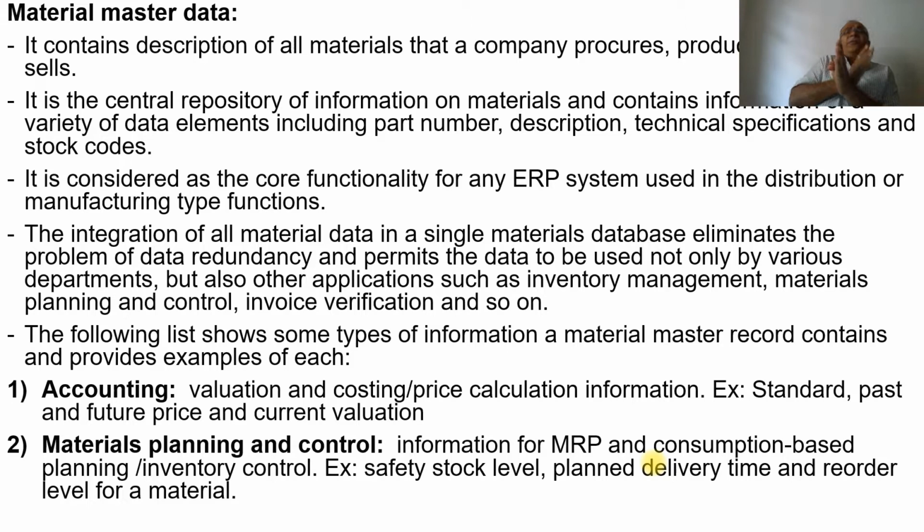What is data redundancy? That means repeating the same data by different departments at different levels. If it is the design department, again they will create that. If you go to planning, again they will create the data. If you go to manufacturing, again they will create the data. So all this information becomes redundant. That means we are repeating the same thing again and again, and that can be avoided. And the data can be used by other applications, such as inventory management.